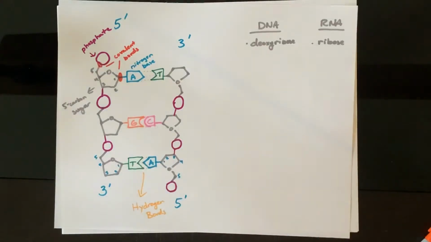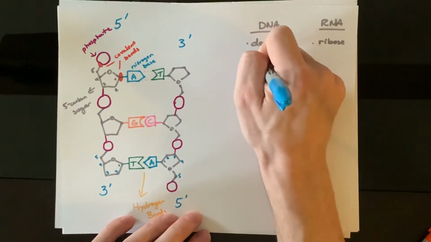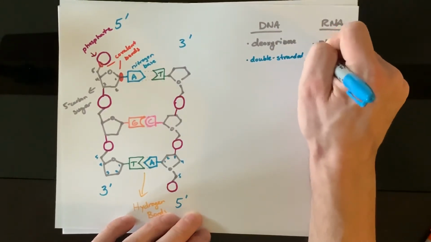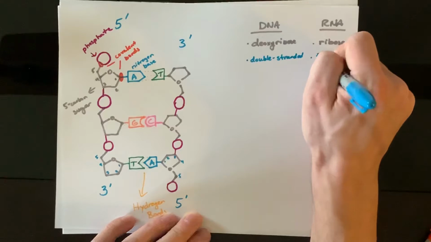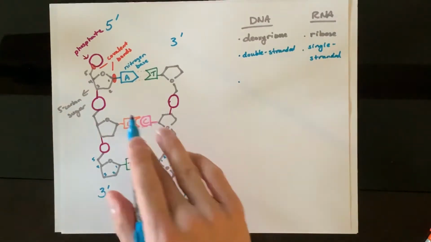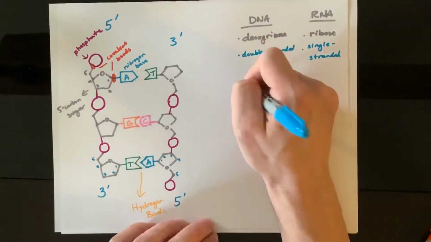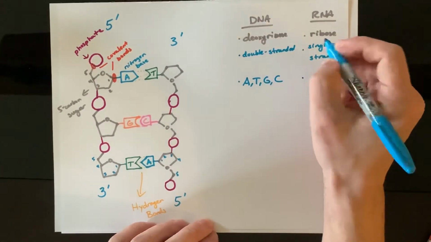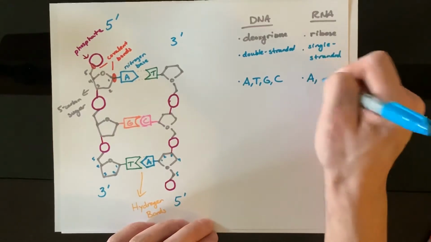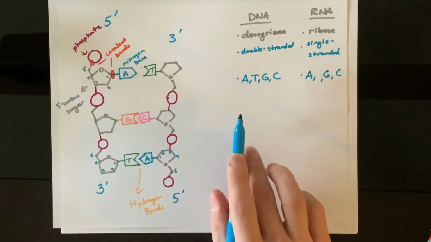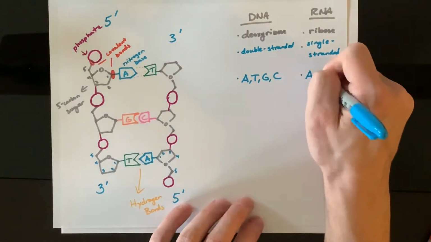Other differences between DNA and RNA. DNA, just like this picture, is double-stranded. RNA is single-stranded. Okay. All of our nitrogen bases are the same for every single strand of DNA out there. We always have A, T, G, and C. For RNA, we still have our adenine, we still have our guanine, we still have our cytosine. The only difference is there is no thymine in RNA. Instead, there is a U.